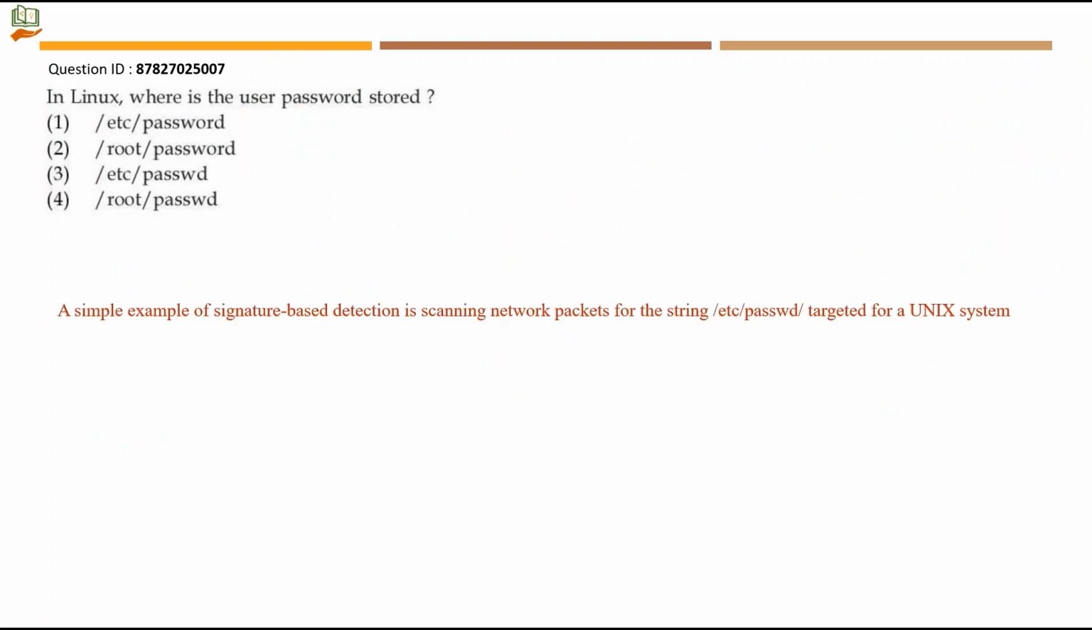Next question. In Linux, where is the user password stored? A simple example of signature-based detection is scanning network packets for the string in the path /etc/passwd targeted for a unique system. So usually this is what they mean by password in the Linux context. For a Unix system, they usually store it in /etc/passwd, spelled PASSWD. This is the actual place where the user password is stored. So option number 3 will be the right answer.